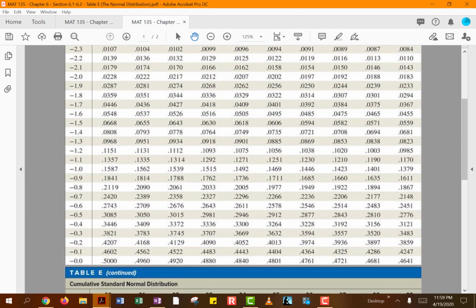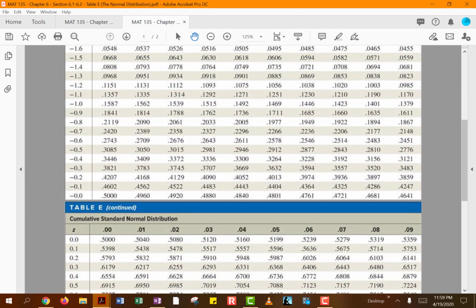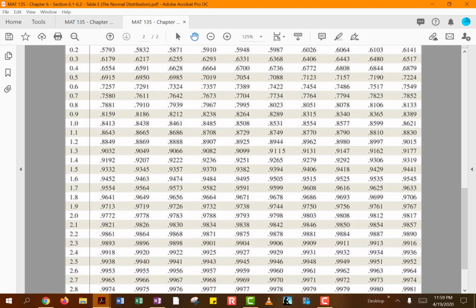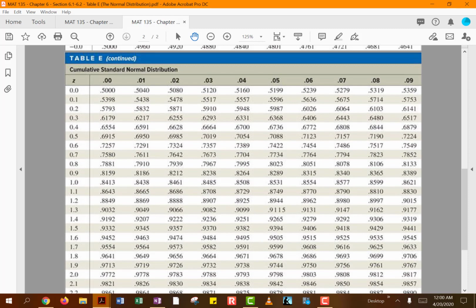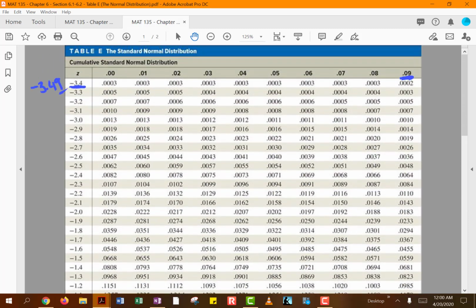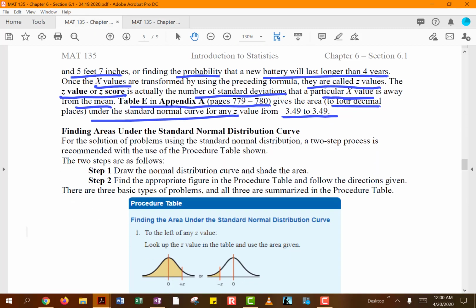But anyway, you can see this is the negative side of the table, and this is going to be the positive side of your table, which will also go to positive 3.49. So there's 3.4 over here, and then again for the last 0.09 you have to go to the other side. Okay, but we'll talk about this table a little bit more.